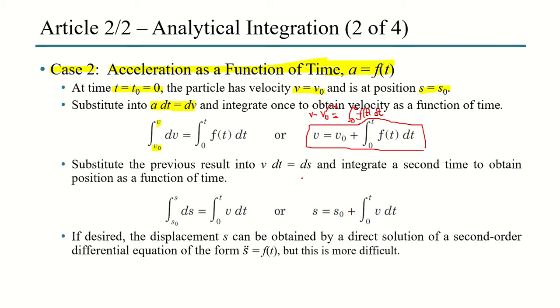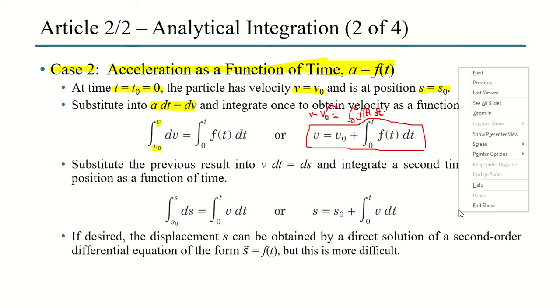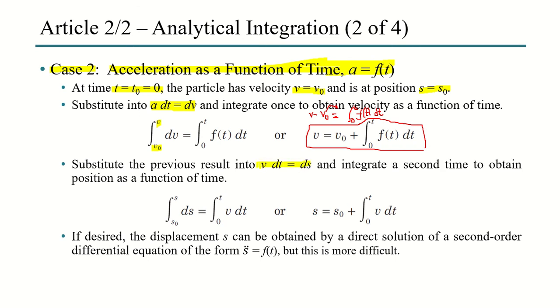Now substitute the previous result, meaning this result here. We are going to substitute it in this equation. So you have v equal to v sub 0 plus the integral of this one. Then you have the equation below. From here, we integrate both sides. On the left side, the limit is from s sub 0 to s, equal to the integral of v dt. So from here, you can solve for s, the integral of this.